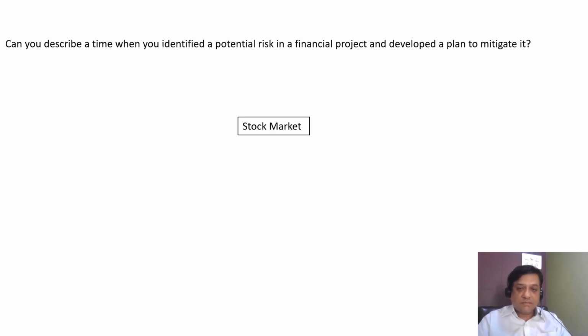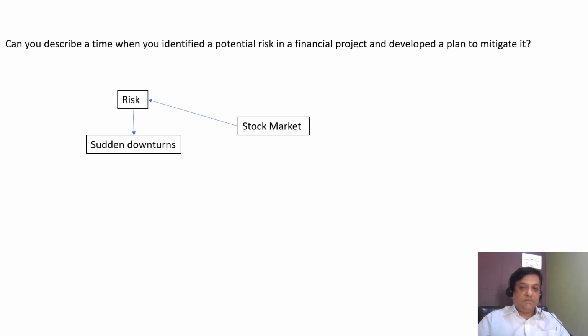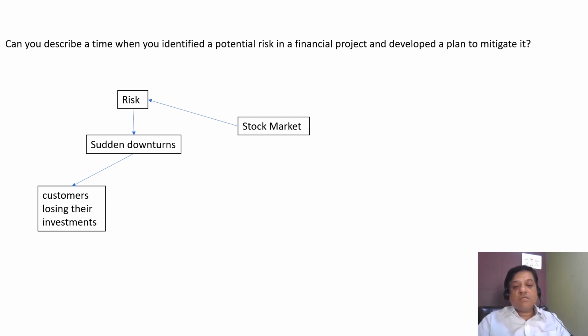So the risk was sudden downturns which happen when the stock market is going on. So we have to understand the sudden downturns that are happening, because based on these downturns, the customers will be losing their investments and the banks will be facing financial losses.